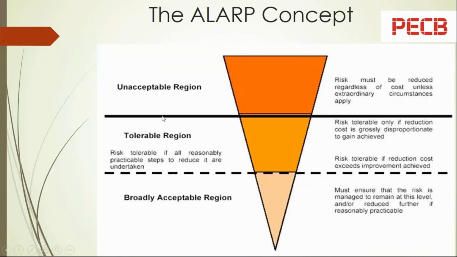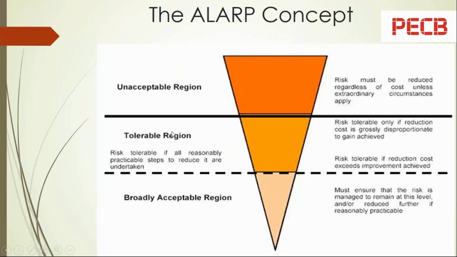Here's another graphic that speaks to the ALARP principle. And here we have this upside down pyramid. At the very top, we have the unacceptable region. Risk must be reduced regardless of costs unless extraordinary circumstances apply. So here is where we don't want to be.